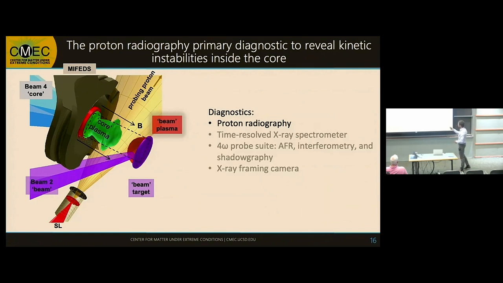As I said earlier, our main diagnostic was proton radiography imaging. We also fielded other diagnostics in order to benchmark our FLASH simulation, the simulation that I just showed you earlier.